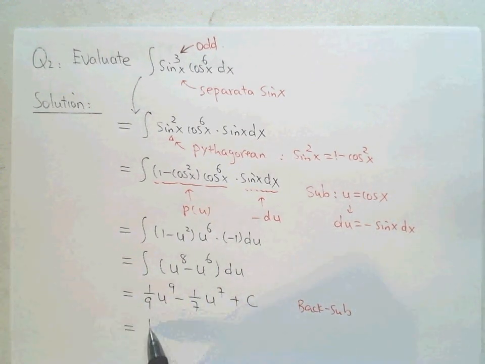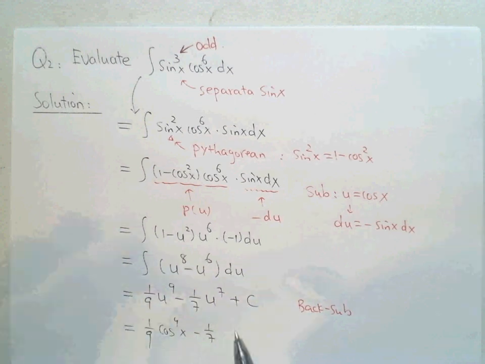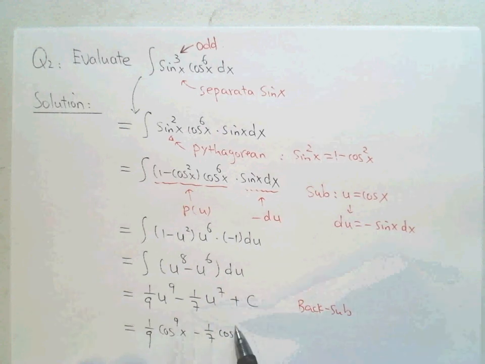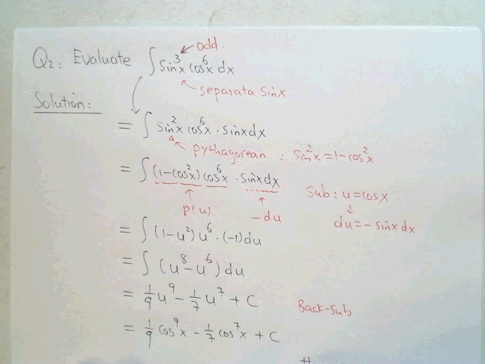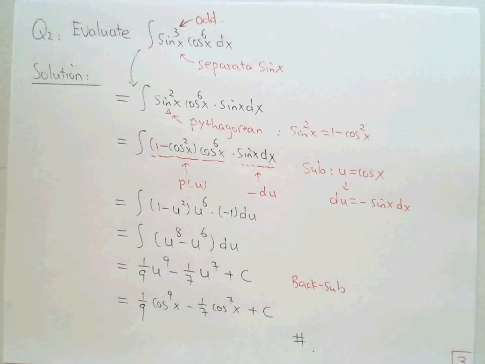Okay, back substitute, what do we have? So 1/9. u is a cosine, so this is cosine raised to the 9th power minus 1/7 cosine raised to the 7th power, plus c. That's the answer for this question.